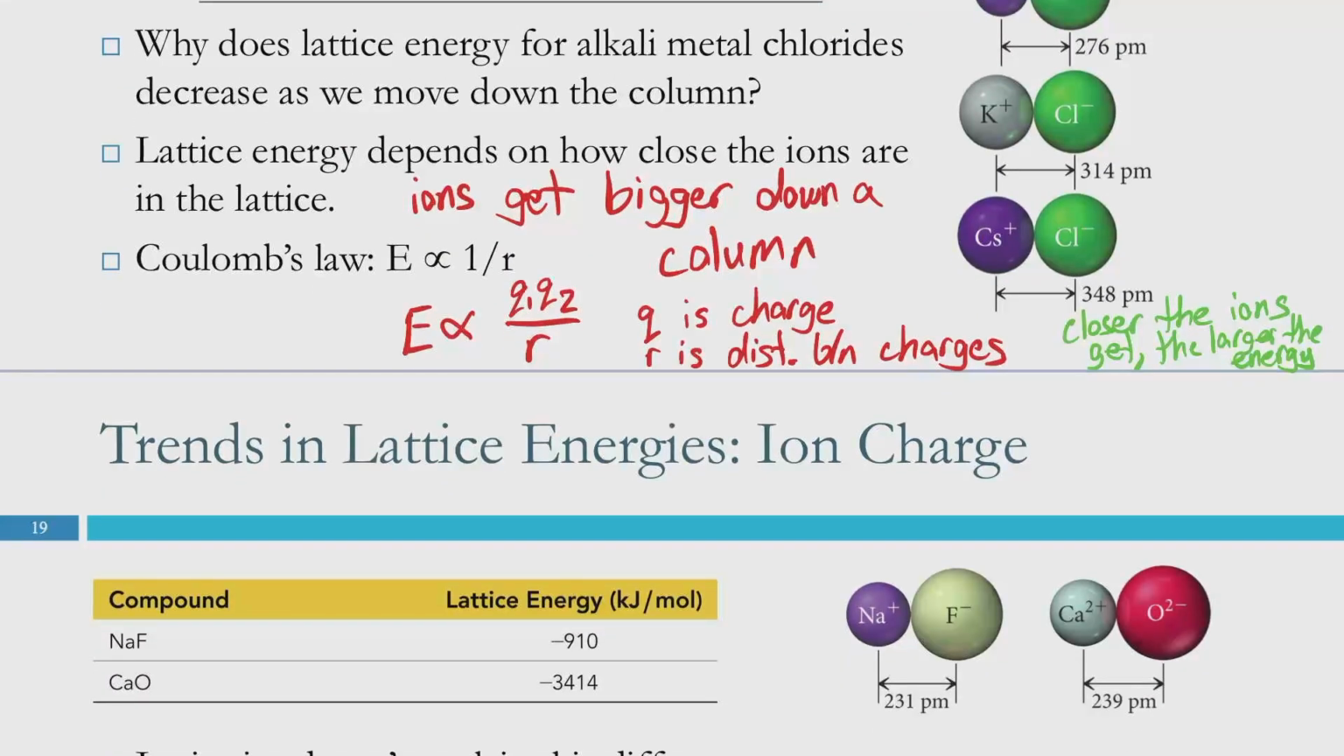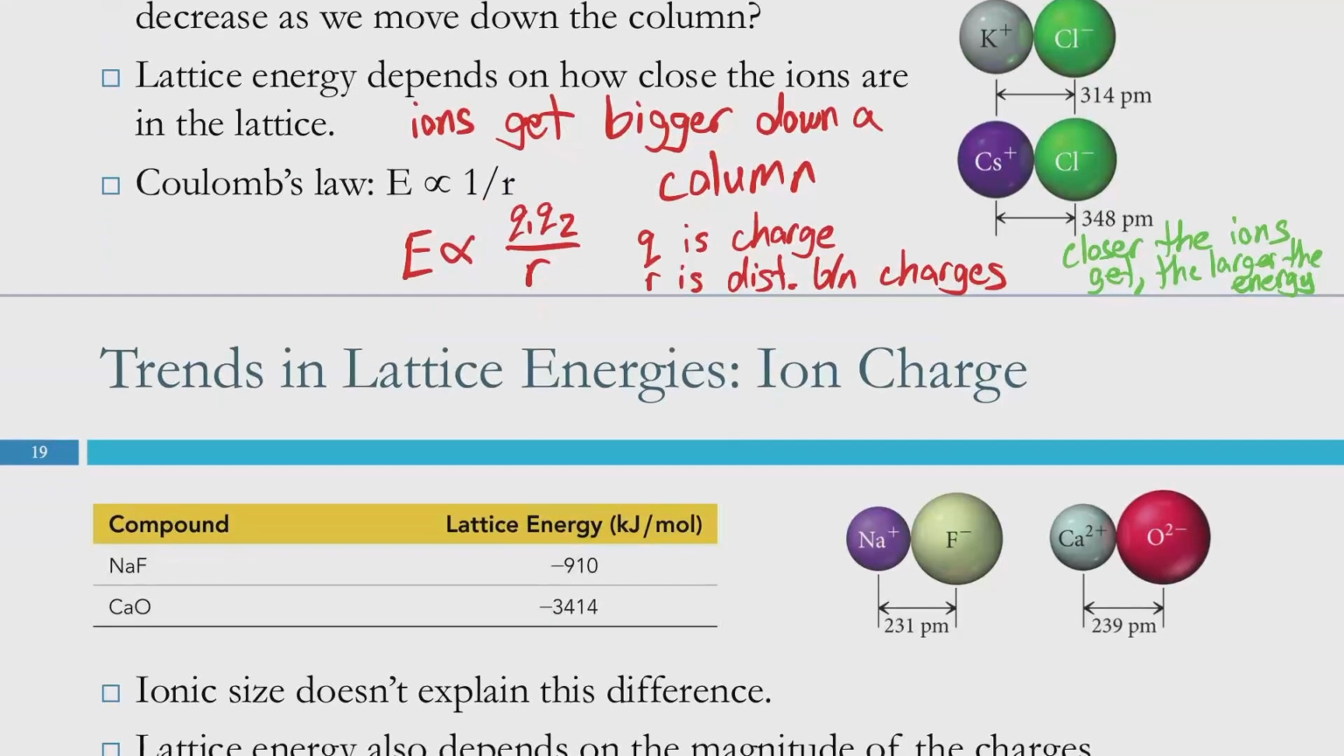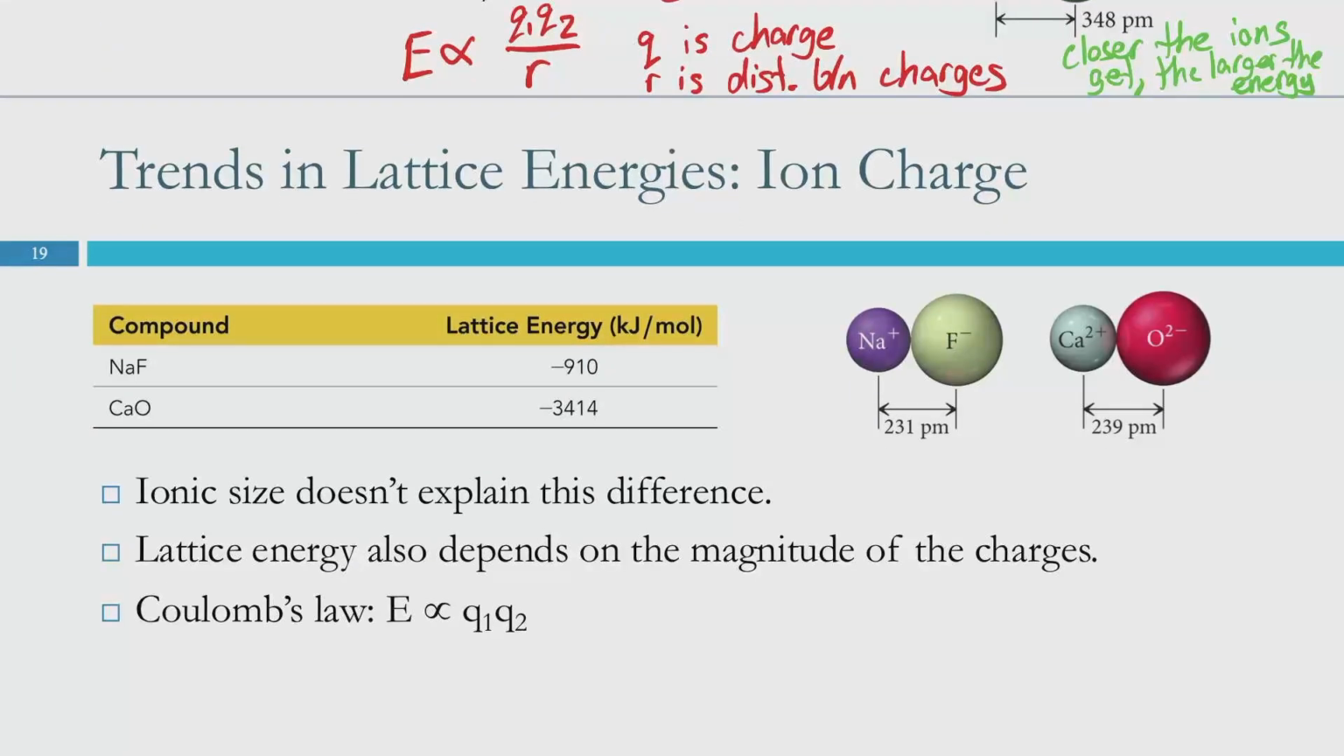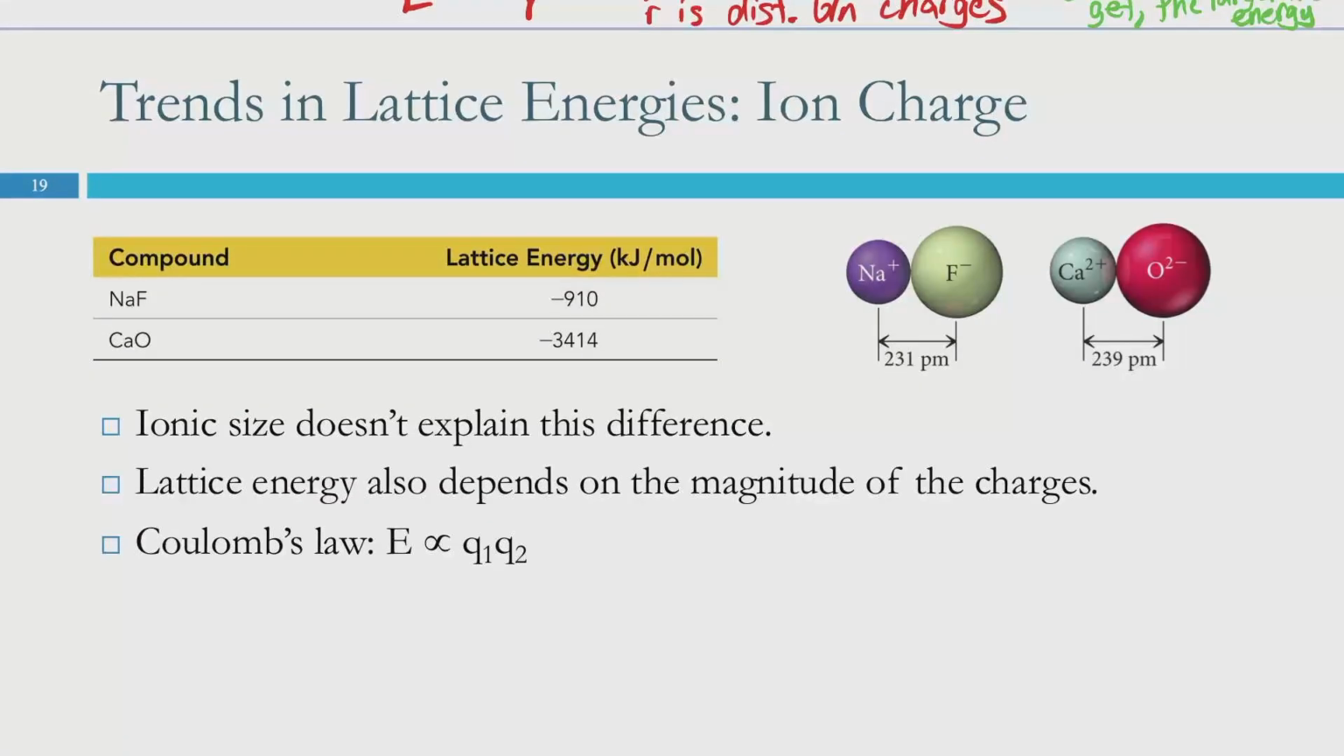If we look at sodium fluoride and calcium oxide, their radius is about the same, 231 picometers between the sodium and the fluoride nuclei, 239 between the calcium and the oxide, but the lattice energy is not similar. For sodium fluoride, it's around negative 900, and it's almost 4 times as much for calcium oxide. So there's something else going on. That something else is ion charge, and this is where the Q1, Q2 come in. So ionic size doesn't explain this difference because they're about the same in terms of their internuclear distance.